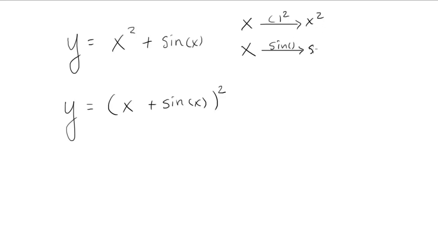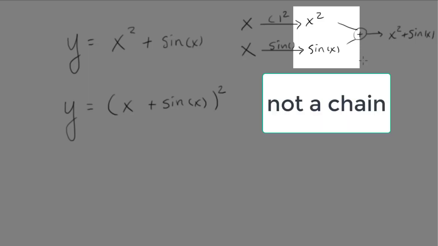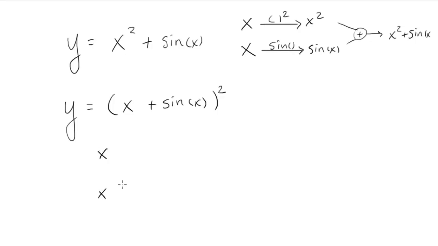X goes through the square, x goes through the sine, and I add those together. There's no chain because it's two things going in, not a chain. For the other function, x goes through the identity 1 times. Now it's a function. Goes through the sine function. Add them together. No chain.